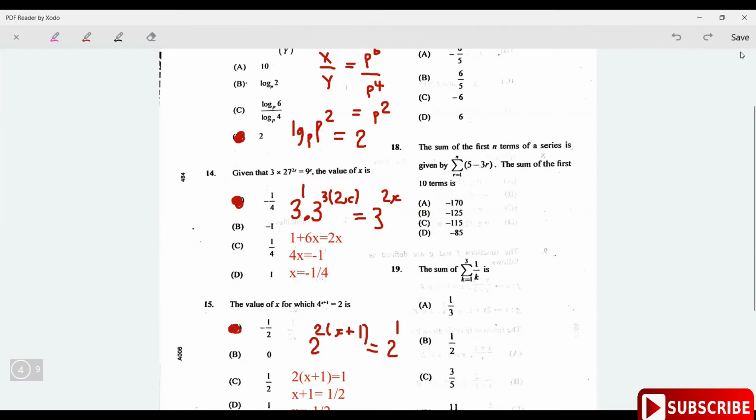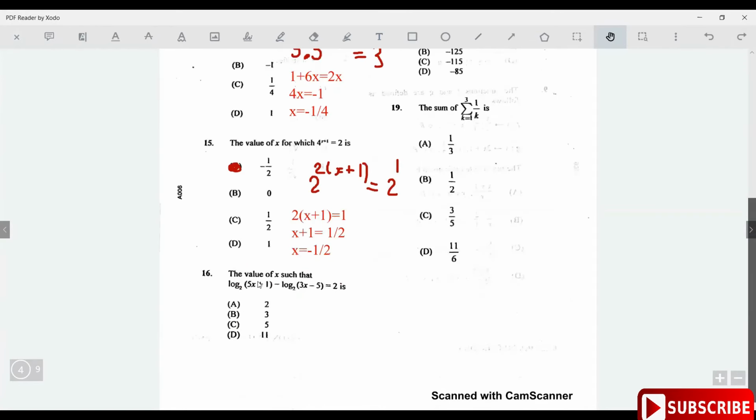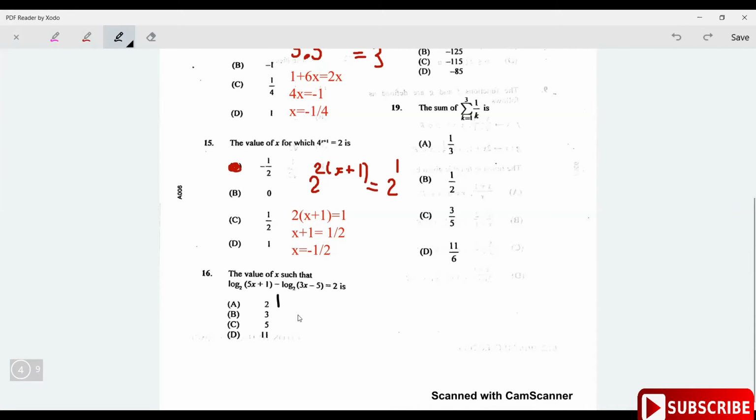Nice and easy. Moving right along. Question 16. It says find the value of x. To find the value of x, it's always good when you write it as one logarithm. So you write it as log to base 2 of 5x plus 1 over 3x minus 5, and this is equal to 2.